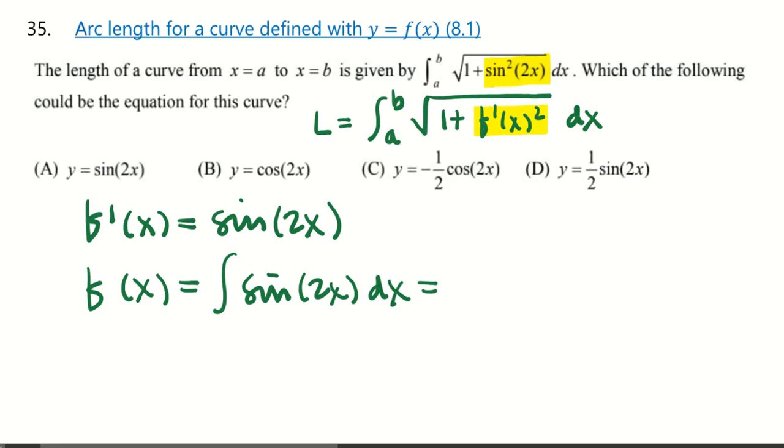Okay, an antiderivative for sine is negative cosine. I would leave the inside the same and check for the chain rule. If I took the derivative of this, I would have positive sine of 2x times 2 for the chain rule, so I need to prepare for that 2 by dividing. So that's where I'd see negative half cosine 2x.